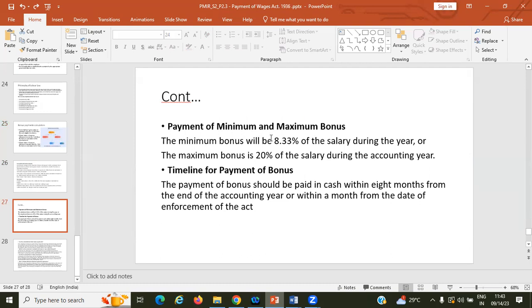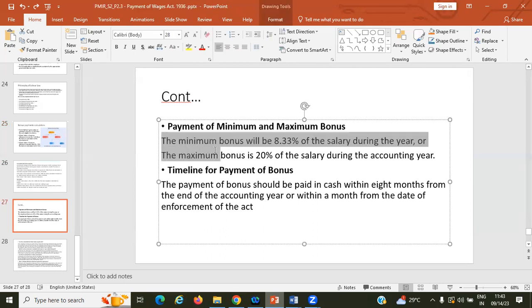Here we have given the payment of minimum and maximum bonus. The minimum bonus will be 8.33% of the salary during the year. This is something the government has decided and the act has given, so we have calculated based on this percentage, 8.33. And the maximum bonus will be 20% of salary. There are these two percentages you have to remember, 8.33 and 20%.